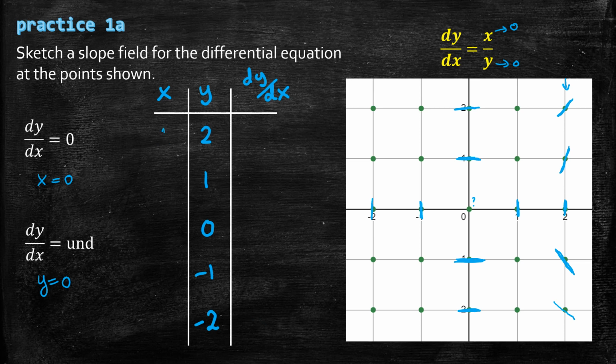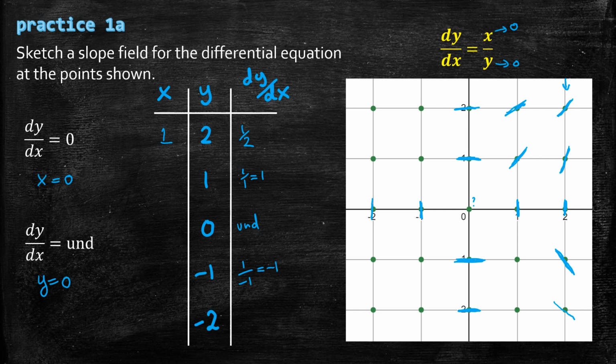So if x equals 1, then dy by dx in this case is going to be 1/2. So at the point (1, 2), the slope is a more gradual slope of 1/2. Here it would be 1 over 1, which equals 1. So here we have a perfect diagonal there. This we know is undefined. This would be 1 over -1.